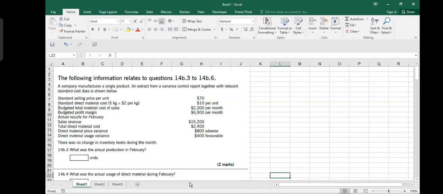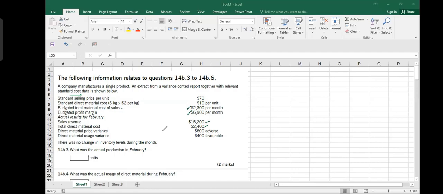Let's read it. Standard selling price per unit: $70. Standard direct material cost, 5 kilogram at $2 per kg: $10. Budgeted total material cost of sales: $2,300 per unit. Budgeted profit margin: 6,900. Actual results for February: sales revenue 15,200. Total direct material cost 2,400.